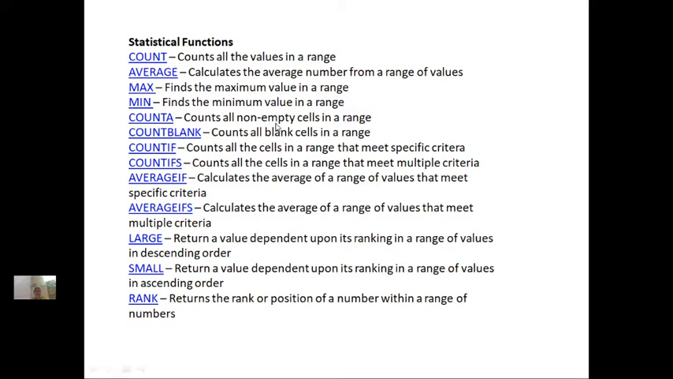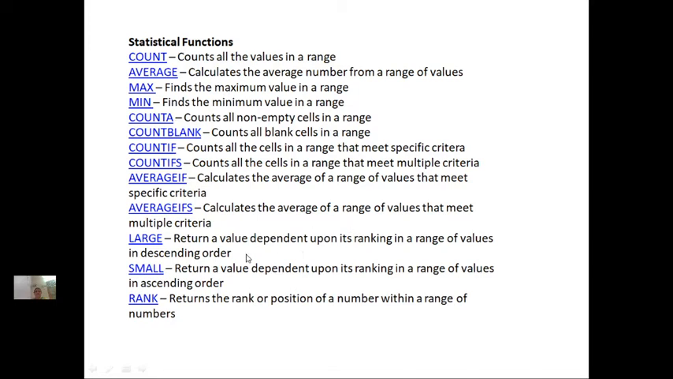Next is COUNTA. Counts all non-empty cells in a range. Non-empty means the cells which contain values in them. Next is COUNTBLANK. Counts all blank cells in a range. Next, COUNTIF. Counts all the cells in a range that meet specific criteria. COUNTIFS counts all the cells in a range that meet multiple criteria. Next is AVERAGEIF. Calculates the average of a range of values that meet specific criteria. Next, AVERAGEIFS. Calculates the average of a range of values that meet multiple criteria.